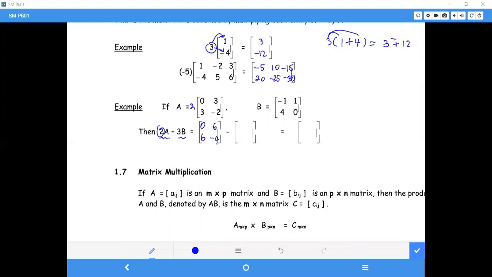Very easy. Next one, you wanted 3 times B. So you put a number there. 3 times 1 is negative 3. 3 times 1, it's 3.